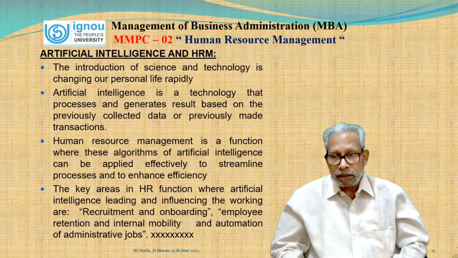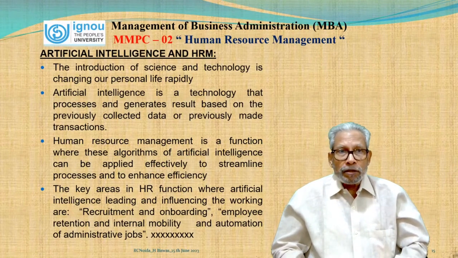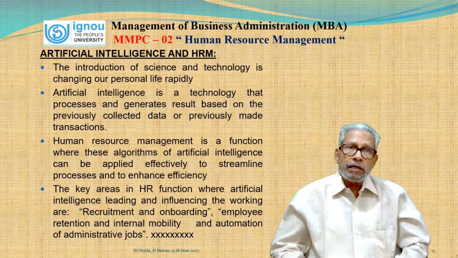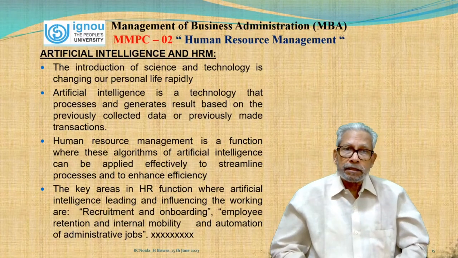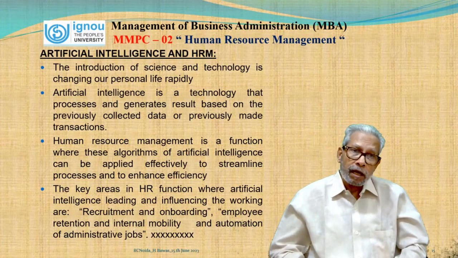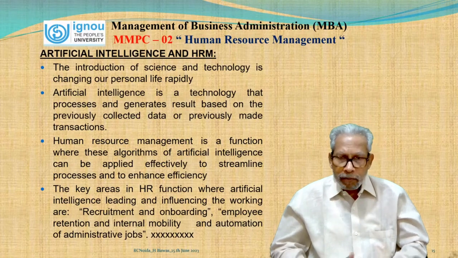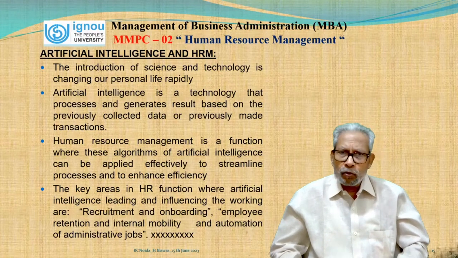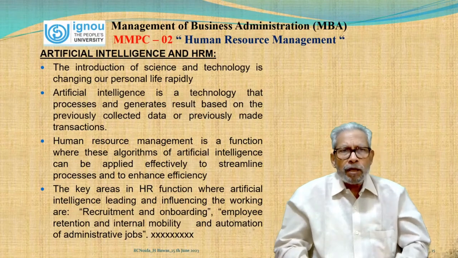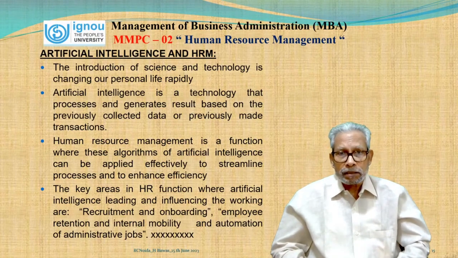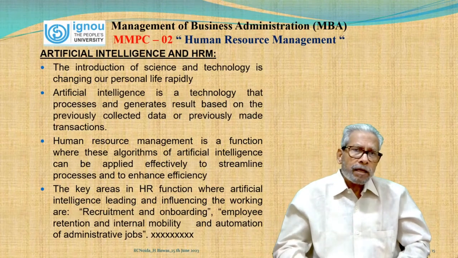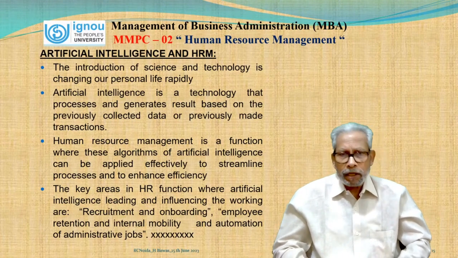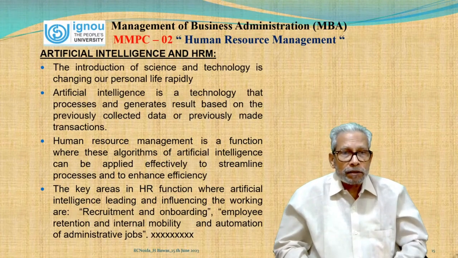Artificial intelligence and insurance. The introduction of science and technology is changing our personal life rapidly. Artificial intelligence is a technology that processes and generates results based on previously collected data or previously made transactions. It means it depends on inputs and data, because no robot or technology can work without inputs. Based on the inputs given, you can take decisions, and decisions mean acting on things. You have to program accordingly, load the software, and then it starts functioning.